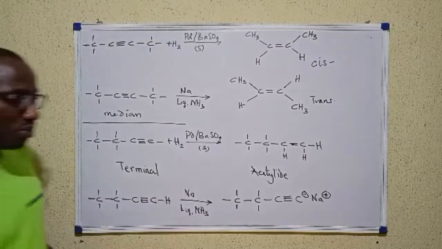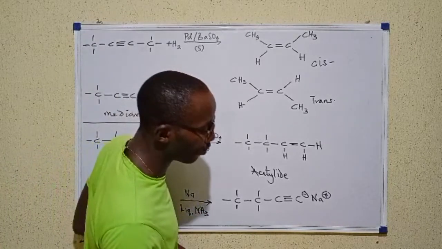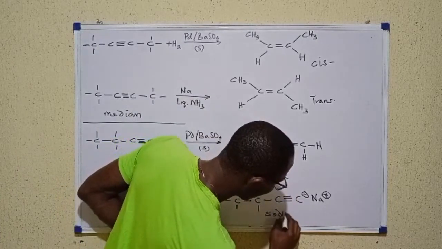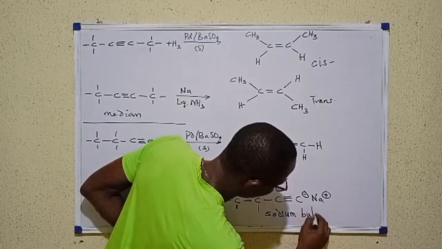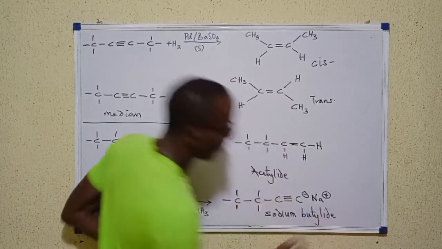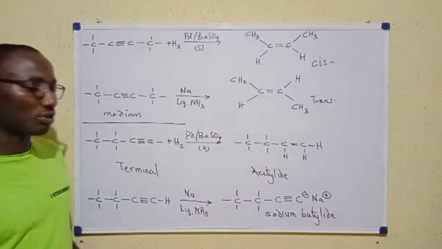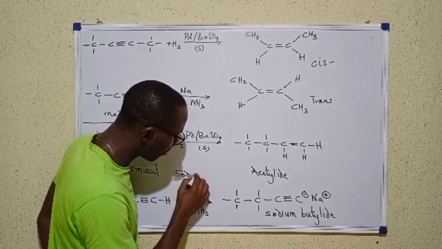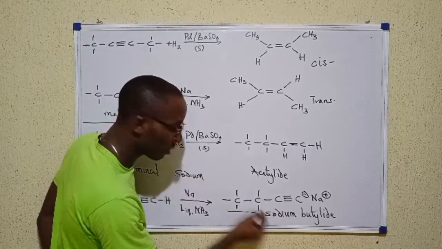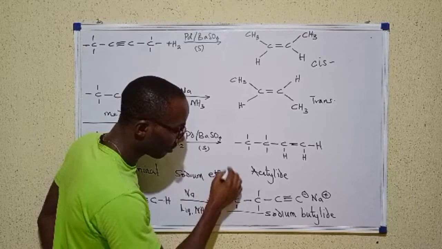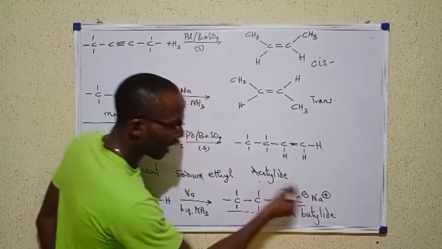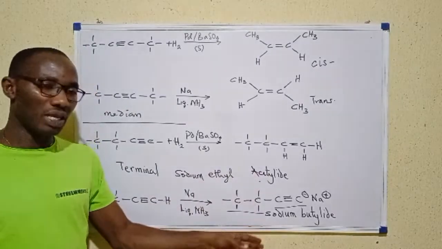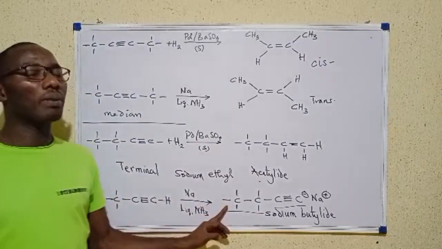This product can be named in either of the following two ways. I can call it sodium butylide. Remember, it has 4 carbons. But in the alternative, I could call it sodium, for this, ethyl, then for that, acetylide. So sodium ethyl acetylide or sodium butylide. Either of those two names will apply to this compound.